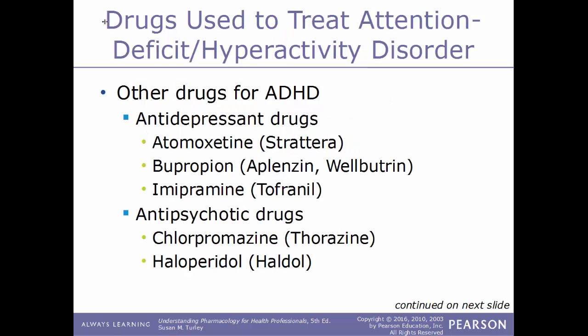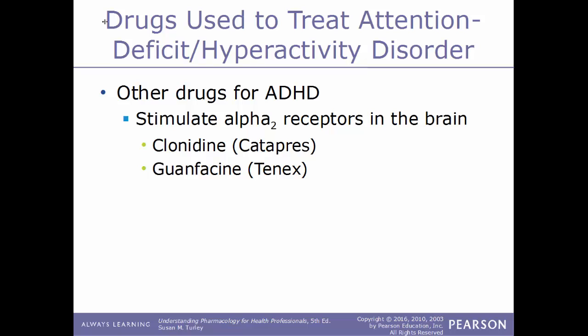Some other drugs that are used to treat ADHD could include antidepressants, such as atomoxetine, known by its trade name Strattera, bupropion, known by the names Aplenzin and Wellbutrin, imipramine, also known by the trade name Tofranil. Some antipsychotics that could be used to treat ADHD include chlorpromazine, also known by the name Thorazine, haloperidol, known by the name Haldol. Some other drugs that were used to treat ADHD are drugs that will stimulate the alpha-2 receptors in the brain. These include clonidine, known by the brand name Catapres, and guanfacine, known by the trade name Tenex.